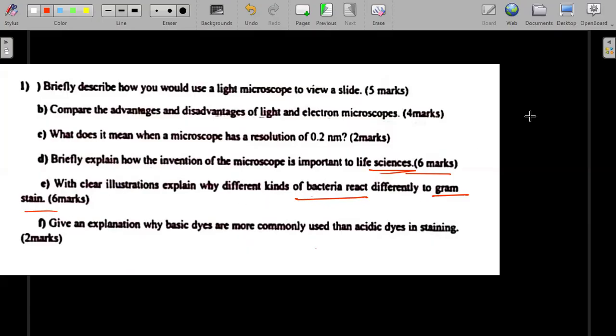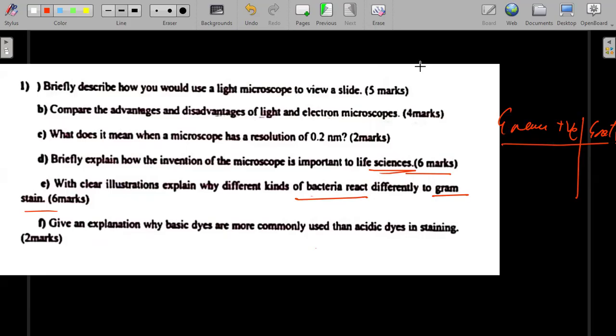So we have two types of bacteria. We have what we call gram negative bacteria and gram positive bacteria, isn't it? These are the two types of bacteria we have. And what you need to know about these two types is their differences in terms of the structures. So you need to know what this gram positive is composed of and what this gram negative is composed of.